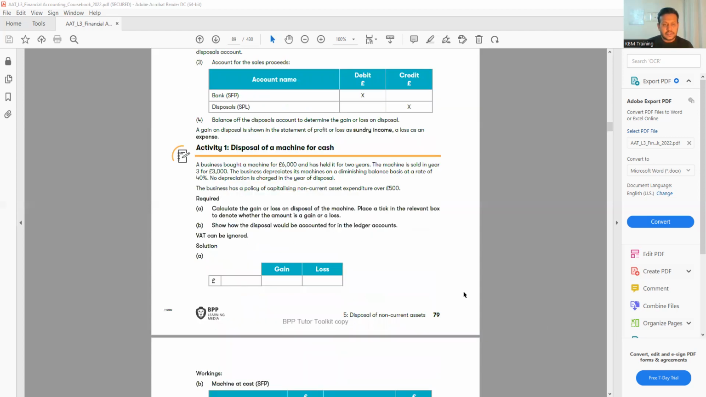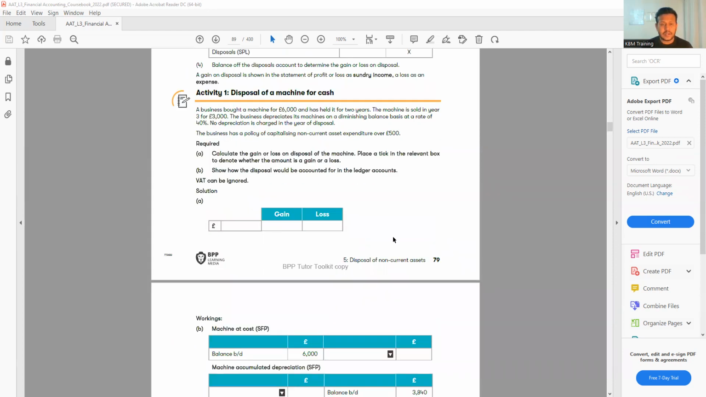All right, now let's move on to our activity 1. So let's have a look. How much is the gain or profit we make, or loss we make, from this disposal? I'll give you 10 minutes to have a look at this question and try to do some workings. And after that, we will check it together. So we'll see how much you understand. Anyone have any number? Like how much is the gain or loss?